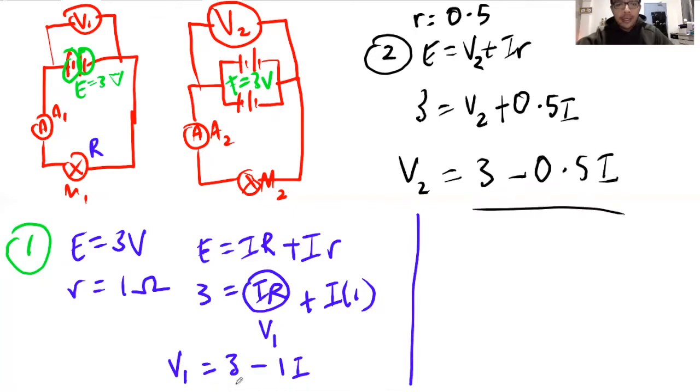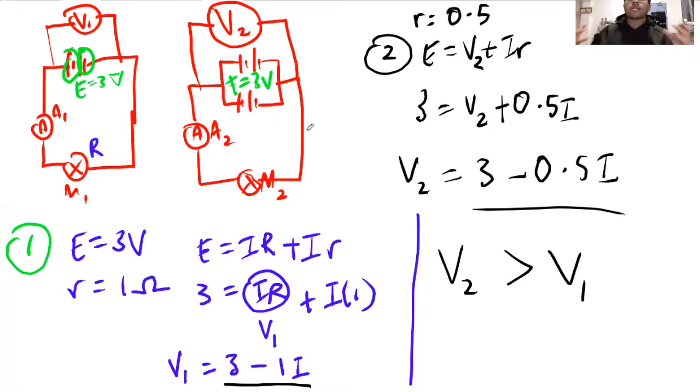So now you compare this and this: 3 minus 1I and 3 minus 0.5I. Which will have a bigger voltage? Obviously, V2 is more than V1. This is the mathematical proof. If you want me to really explain it simply, this one has lower internal resistance, so there is a bigger voltage available for the circuit. That's the short version, but this is the mathematical proof for why V2 is more than V1.